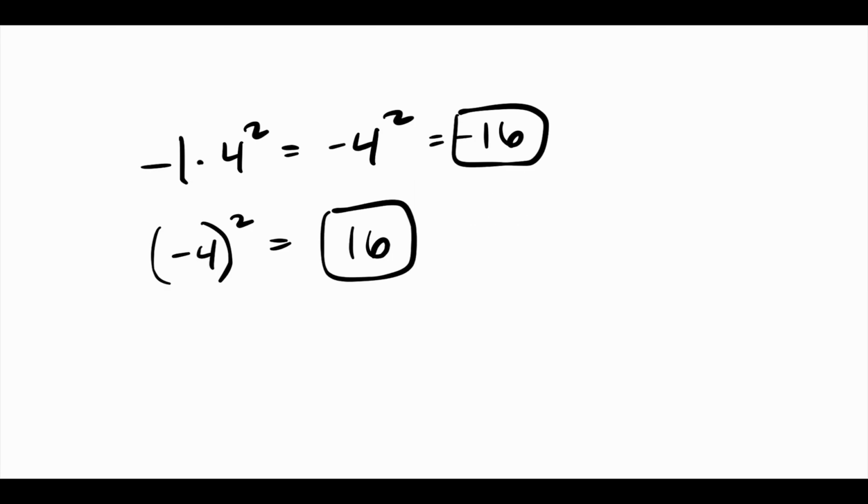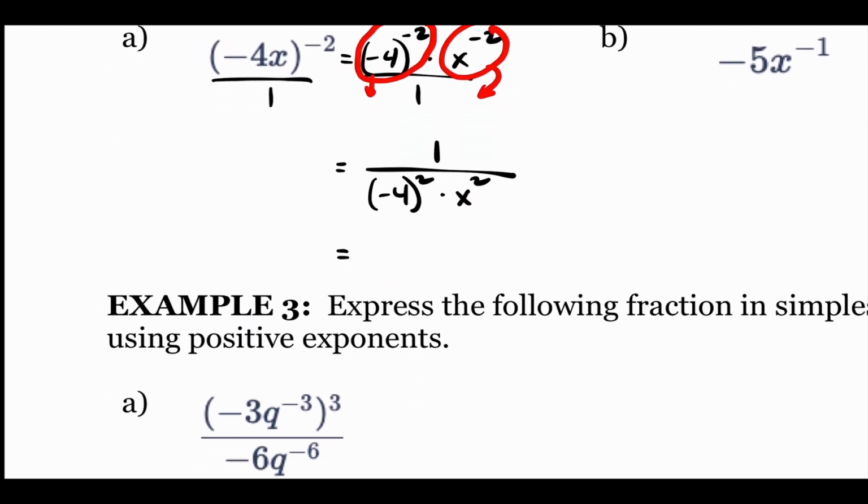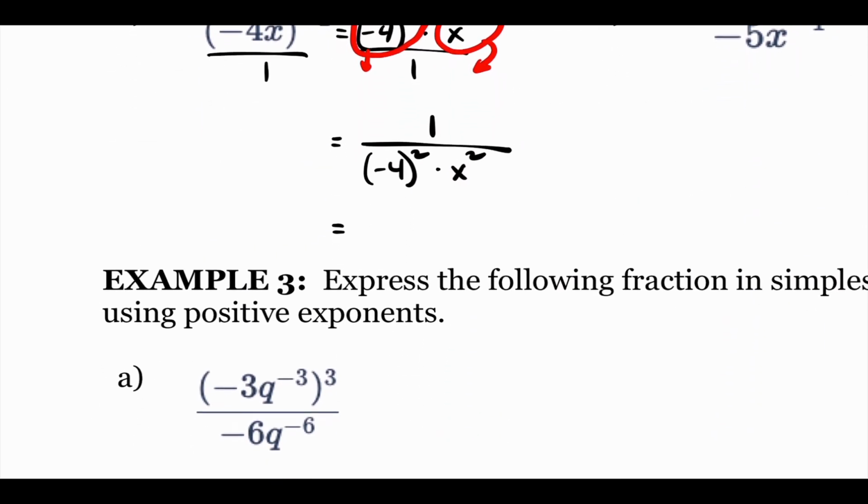Okay? Okay, so -4 times -4 is +16. So we get 16x squared. No more negative exponents, no more 0 exponents, no more parentheses. That's when you know we're done.